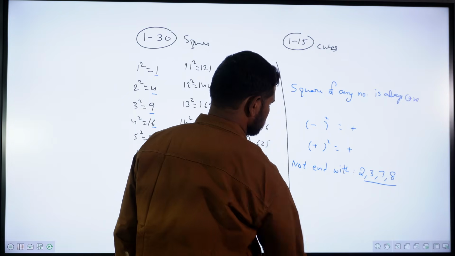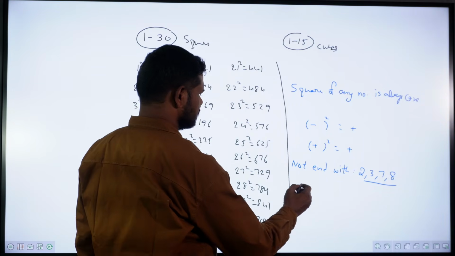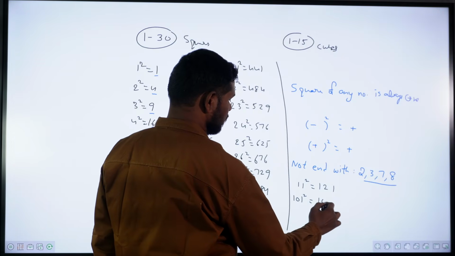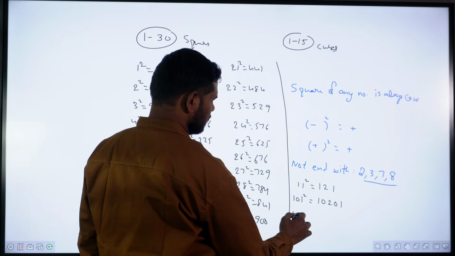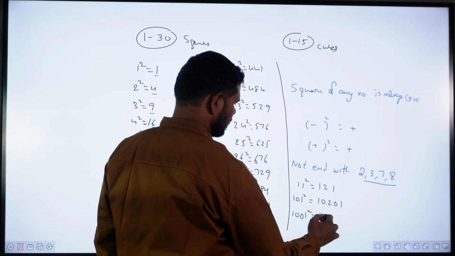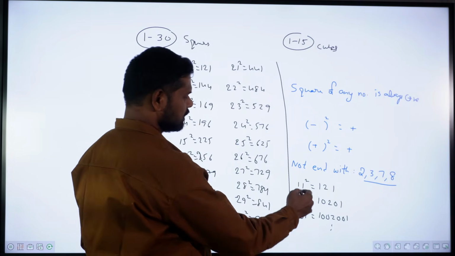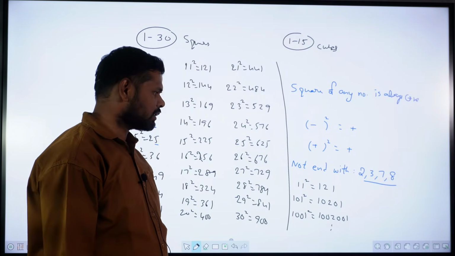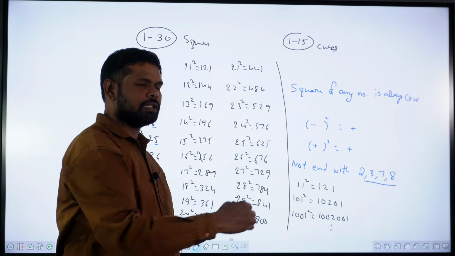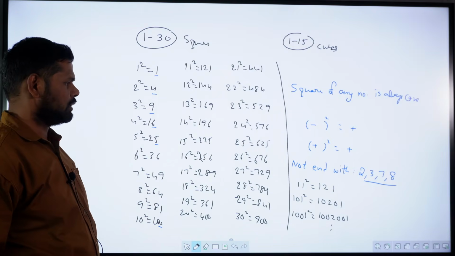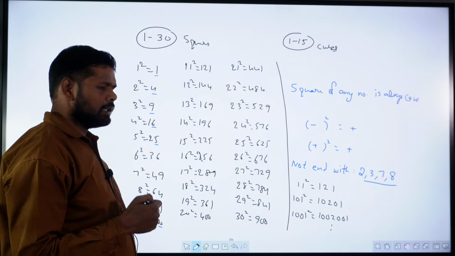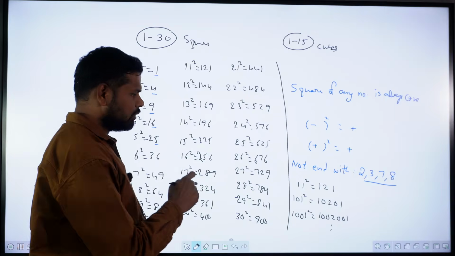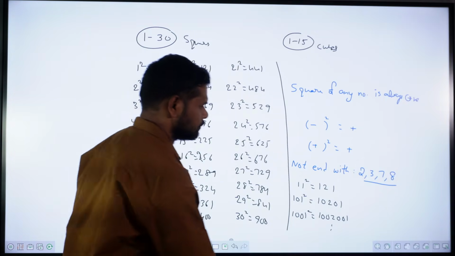Some patterns also exist. 11 square is 121, 101 square is 10201, the same digits are repeated. 1001 square is 1002001. Similarly, it applies for 21: 21 square is 441, 201 square is 40401. Some techniques are there, but not that necessary. In the examination, just apply basic common sense and solve calculation related problems.